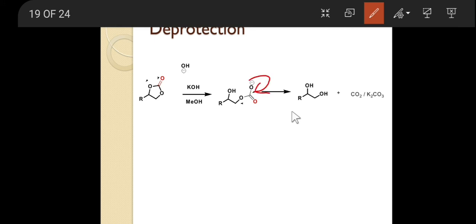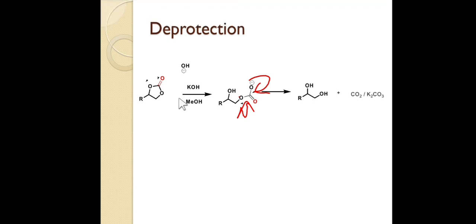I will draw again this lone pair over here and we get a free OH group. Okay, this arrow is on the oxygen. So this is how we get the diol, and either we get carbon dioxide or K2CO3, that is potassium carbonate, as we are using KOH. So this is how the carbonate deprotection takes place.